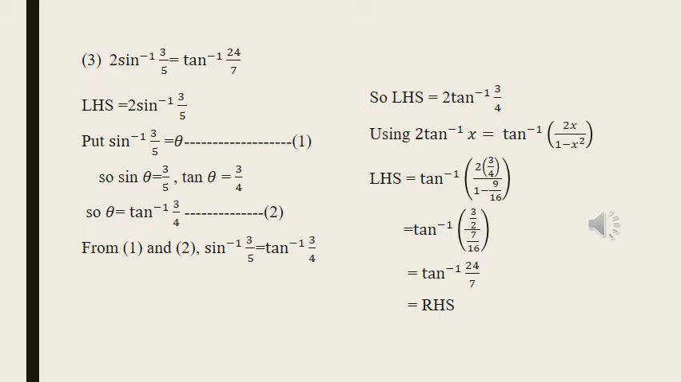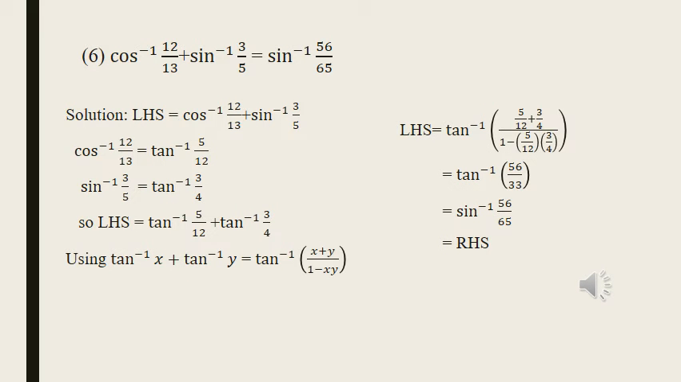Sin inverse 3 by 5. Actually, mentally you can do it. Sin theta is 3 by 5. So this 3 is opposite side, 5 is hypotenuse. So adjacent side... if you need, you draw a right angle triangle and get tan theta, write down theta. Then of course you replace sin inverse 3 by 5 as tan inverse 3 by 4.